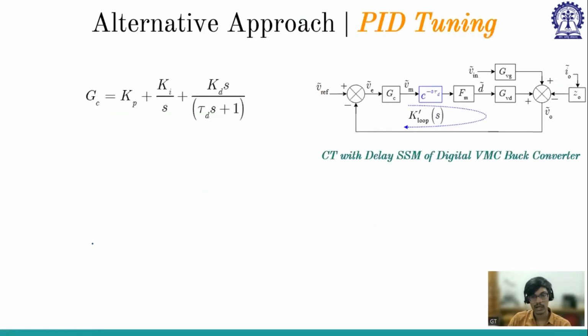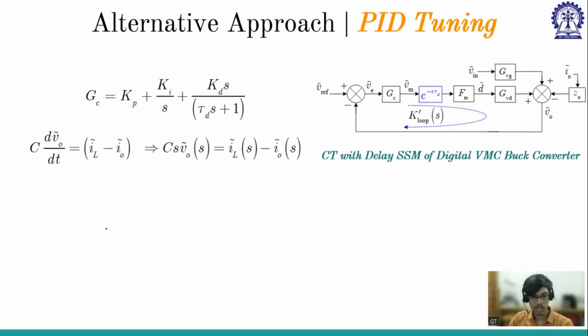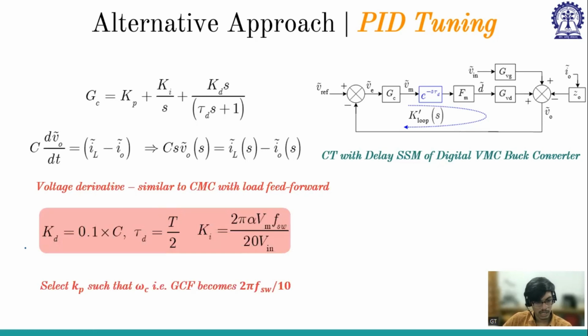And in the second method, where we had discussed the alternative approach, we have discussed that Kd should be chosen as a fraction of C, like 0.1, because this voltage derivative is similar to current mode control with load feed forward. So it will act like a feed forward, which will improve the response. And we had discussed why a fraction, because if Kd is much higher, it will inject noise. So it should be a fraction value. You can also choose 0.2C or 0.1C, but just to start with, Sir has selected 0.1C, and for tau d, Sir has considered T by 2.